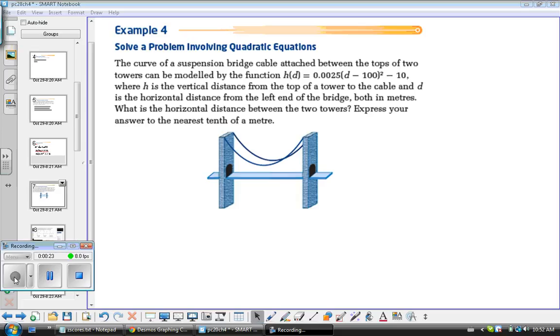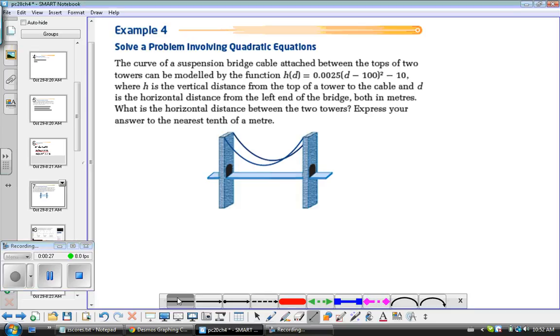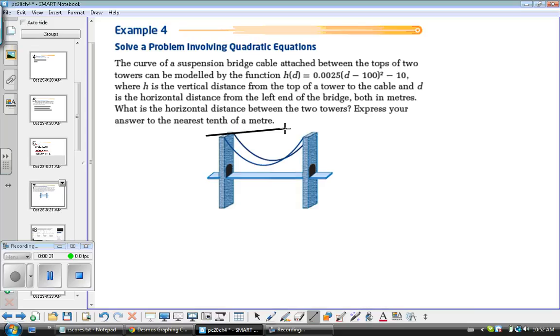And what that means is because it's from the top of the tower to the cable, that means the top of the tower basically needs to be your 0 position or your x-axis, okay? And d is the horizontal position from the left end of the bridge, okay? And the left end of the bridge is going to be right here, okay? Both in meters.